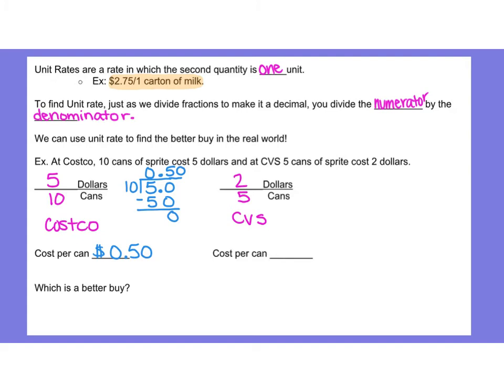When we divide our numerator by our denominator for CVS, we'll put our top dog in the house. 5 cannot go into 2, so we'll add our decimal point and a 0 and bring our decimal point straight up. 5 can go into 20 4 times. 5 times 4 is 20, and when we subtract, we get 0. Again, to turn this into a full dollar amount, we would need to add a hundredths place for the cents. So the cost per can at CVS is 40 cents.